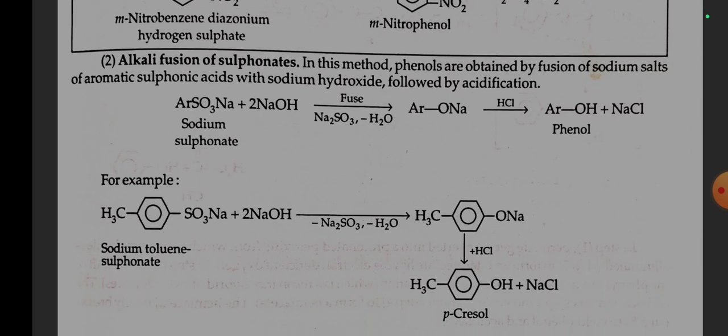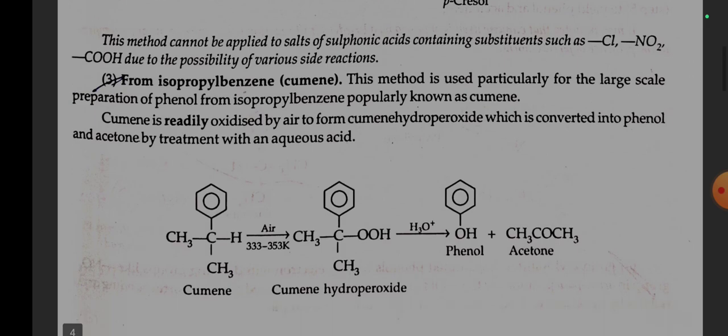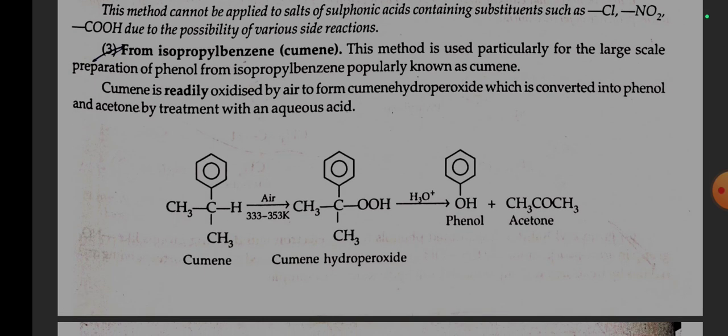Number 2. Alkali fusion of sulfonates. In this method, phenols are obtained by fusion of sodium salts of aromatic sulfonic acids with sodium hydroxide, followed by acidification. ArSO3Na plus 2NaOH in presence of Na2SO3, with elimination of H2O, gives ArONa. On adding HCl, it gives ArOH plus NaCl. This method cannot be applied to salts of sulfonic acids containing substituents such as Cl, NO2, COOH due to possibility of various side reactions. Number 3. From isopropyl benzene, cumene.